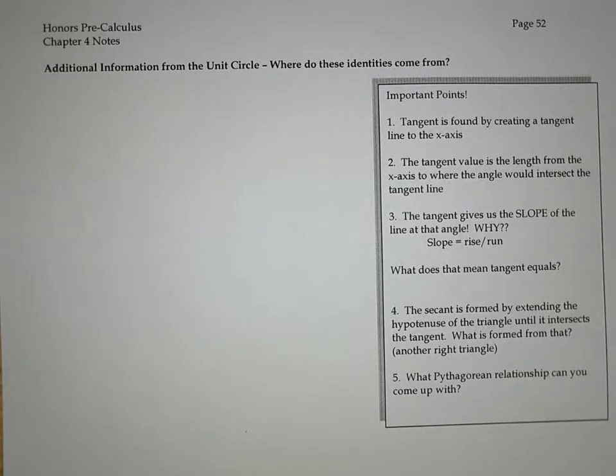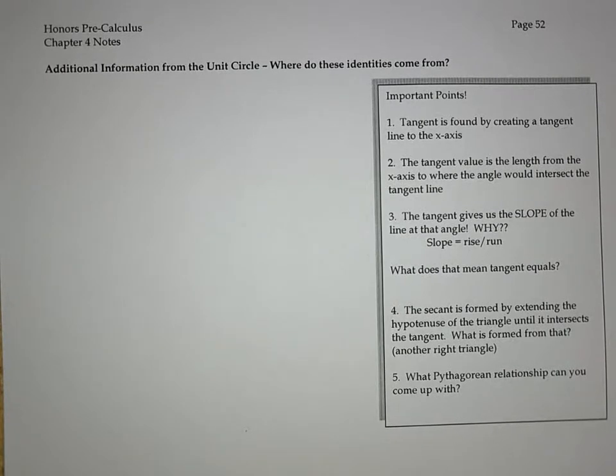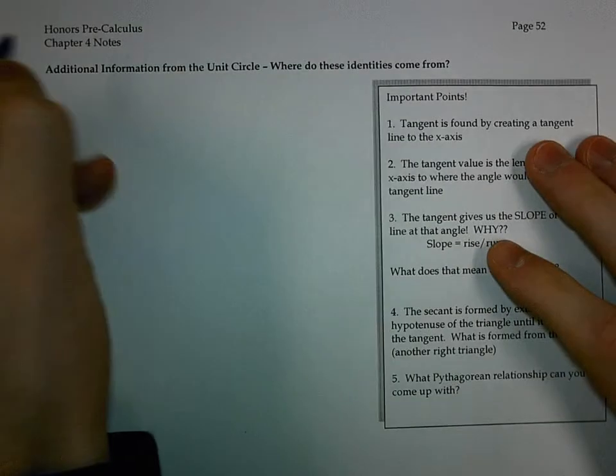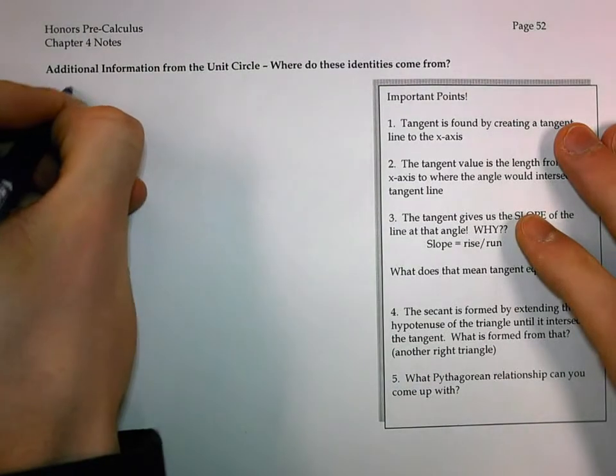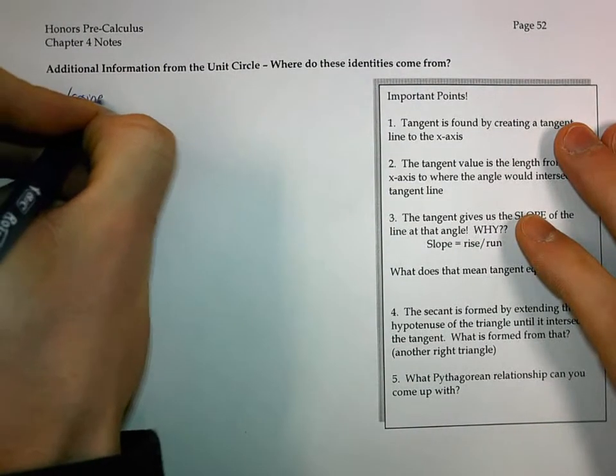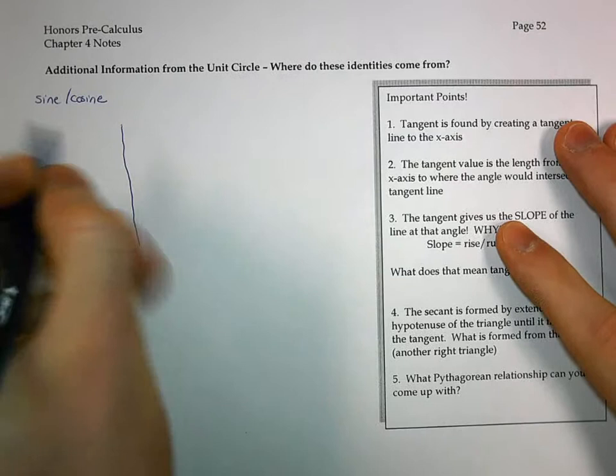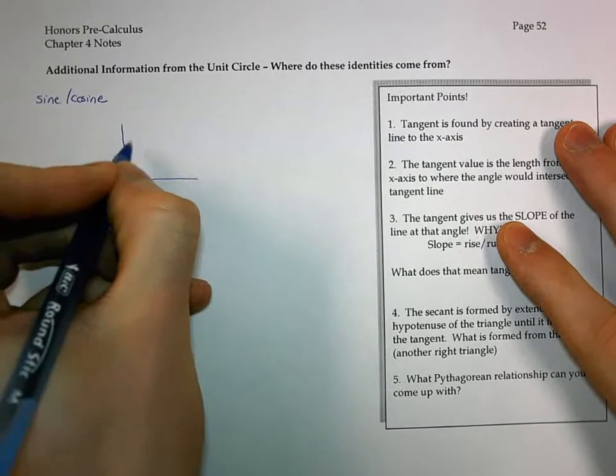Now that we've looked at the unit circle, we want to see what else is on there. We've talked about secant, cosecant, cotangent. How do those things tie into the unit circle? So let's do a quick review, first, of sine and cosine. This is what you did back in section 4.2.